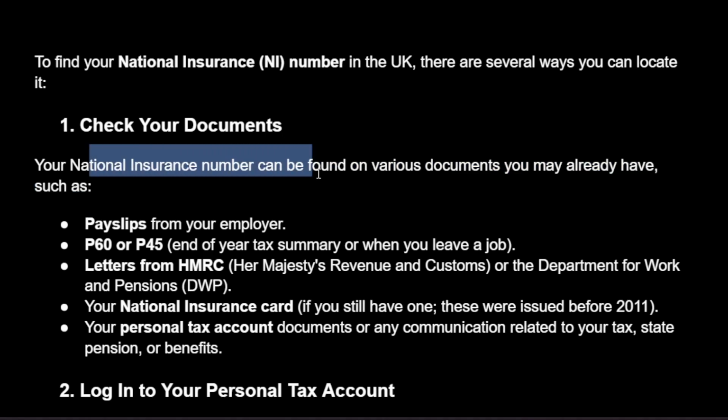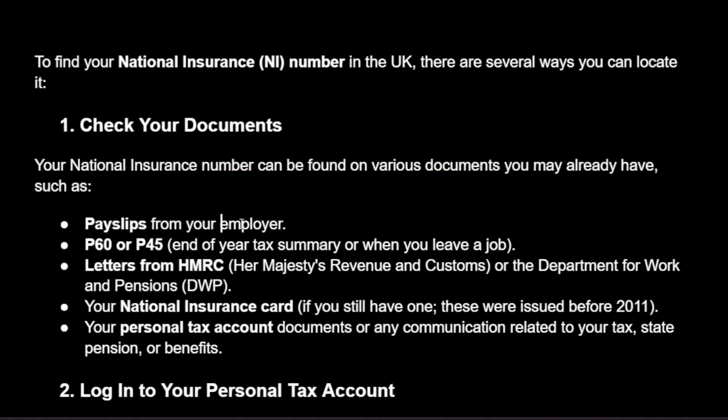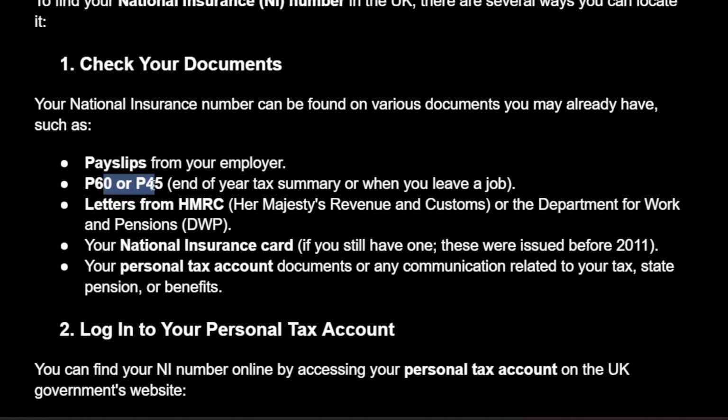Your National Insurance number can be found on various documents you may already have, such as pay slips from your employer, P60 or P45 end of year tax summary, or when you leave a job, letters from HMRC, Her Majesty's Revenue and Customs, or the Department for Work and Pensions, DWP.